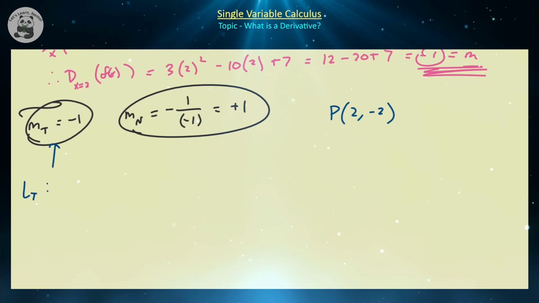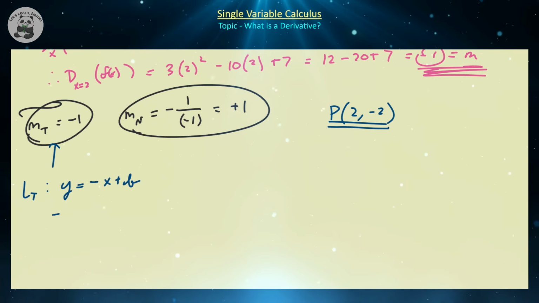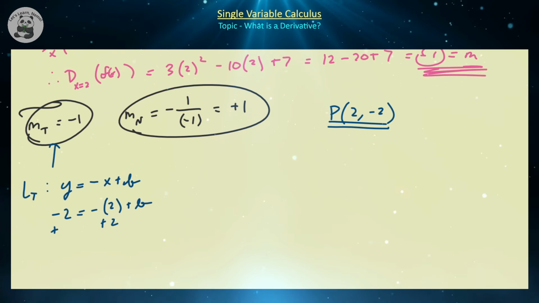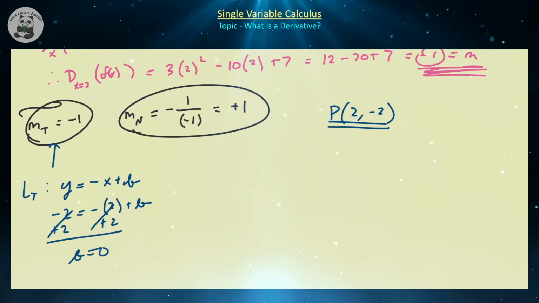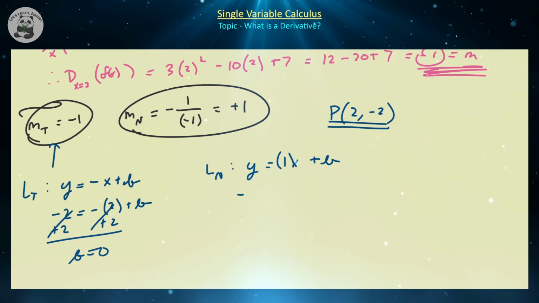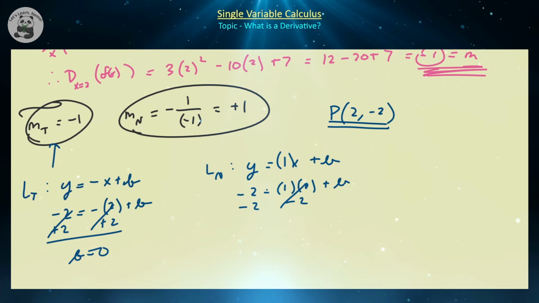So the tangent line is going to have the equation y is equal to minus x plus some number b, and we can use that point as usual. So we're going to have minus 2 is equal to minus times 2 plus b, and obviously if we add 2 to both sides of this equation, we get b is equal to 0. And for a normal line, our equation is going to be y is equal to positive 1x plus b, and if we use that point again, minus 2 is equal to 1 times 2 plus b, and subtract 2 from both sides, we're going to have that b is equal to minus 4.